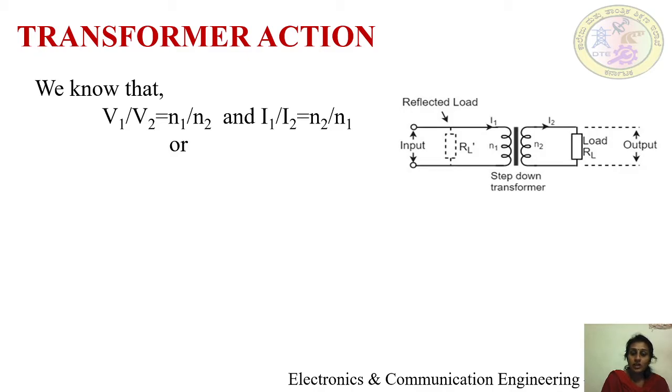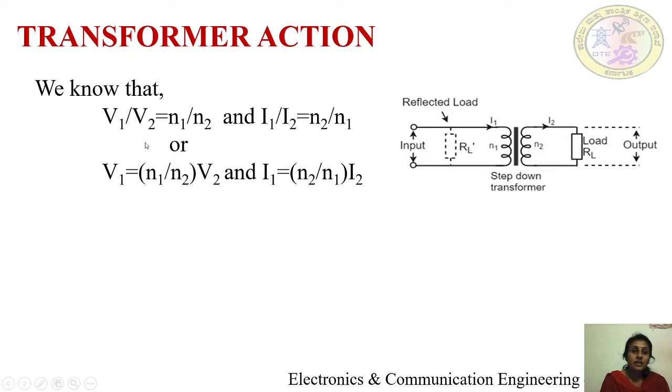Or it can also be written as V1 is equal to N1 by N2 into V2. We are cross multiplying this equation, and I1 is equal to N2 by N1 into I2. So in this case, the current in the secondary winding is inversely proportional to the number of turns, whereas the voltage is directly proportional.